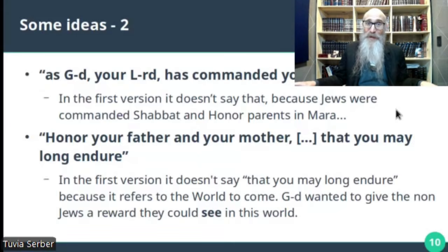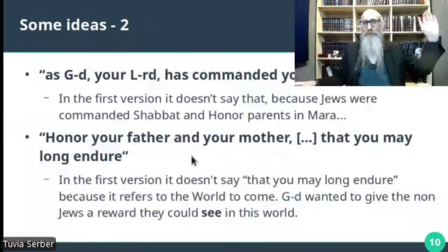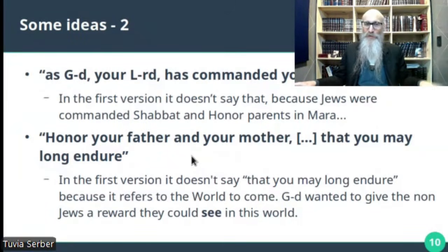The same thing happens when you see in the second version of the commandments, it does say that you should honor your father and your mother, that you may long endure, like you will have a long life. You will have a long life if you do this. Honor your parents, you will have a long life. And in the first version, it doesn't say that. Why not?